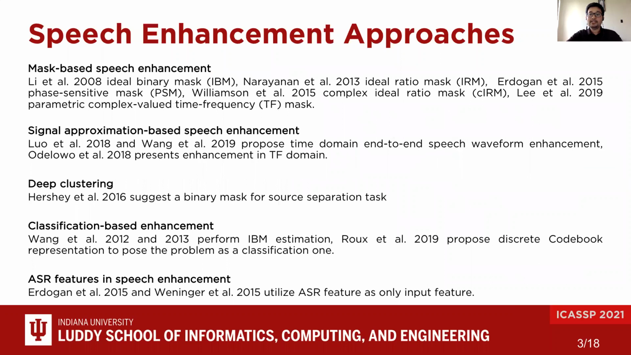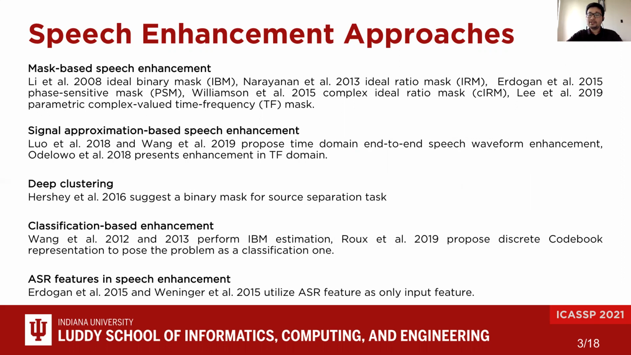Now we talk about some notable speech enhancement approaches. Speech enhancement is divided into two forms, either mask-based or signal-based approximation. Among mask-based speech enhancement approaches, in 2008, Lee et al. proposed the ideal binary mask. In 2013, Nayem et al. proposed the ideal ratio mask. In 2015, Aragon et al. proposed a phase-sensitive mask. And Williamson et al. presented a complex ideal ratio mask. In 2019, Lee et al. proposed a parametric complex-valued time-frequency mask.